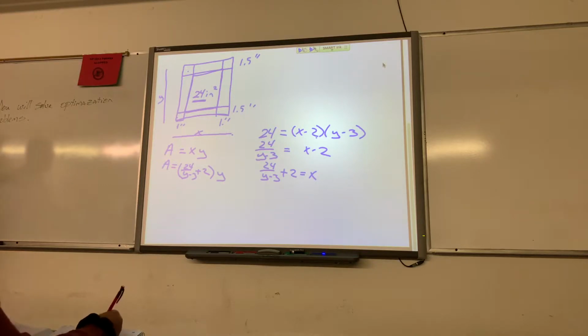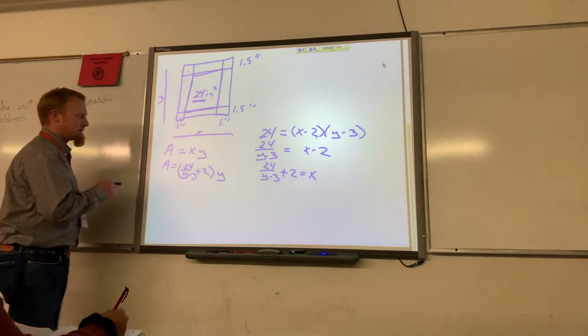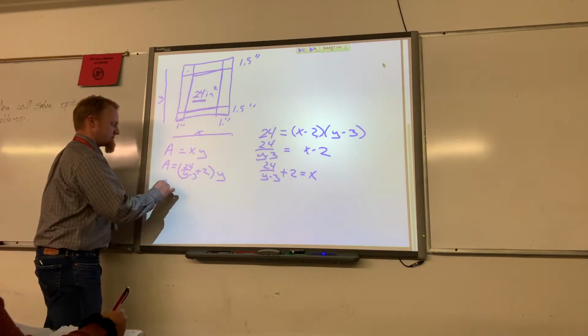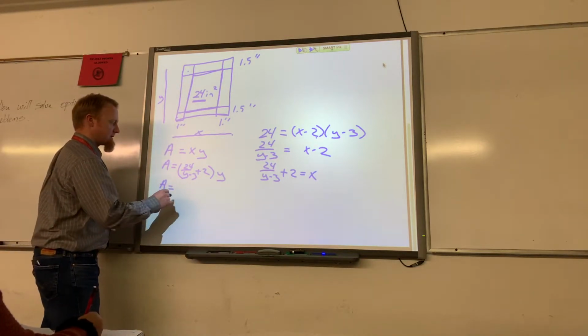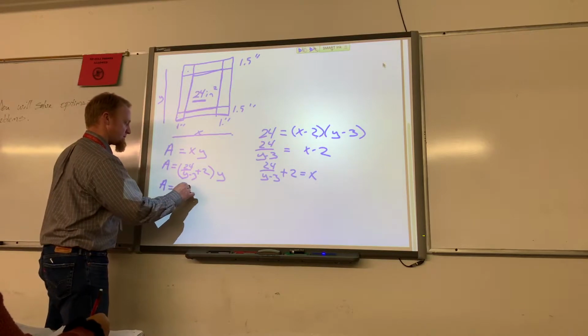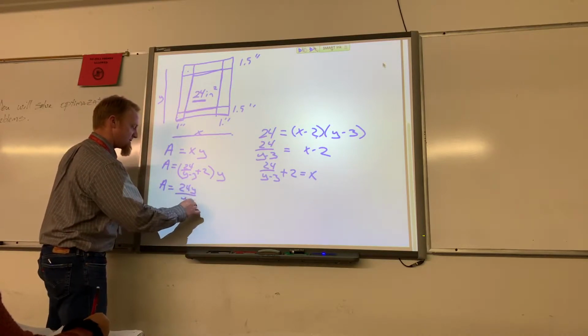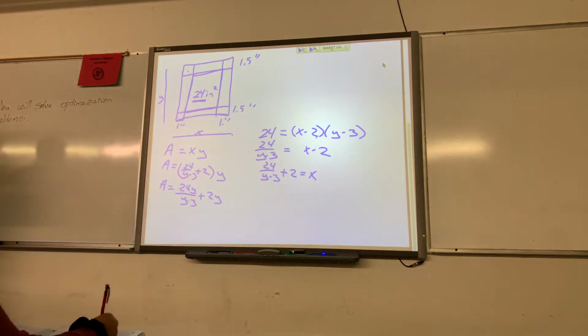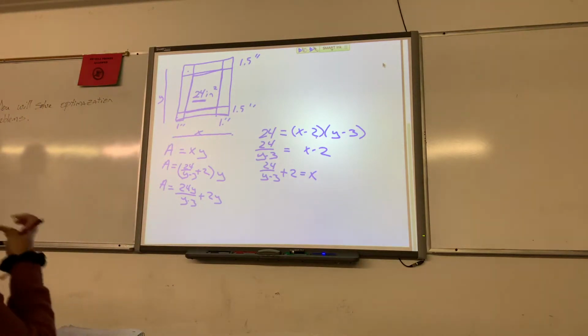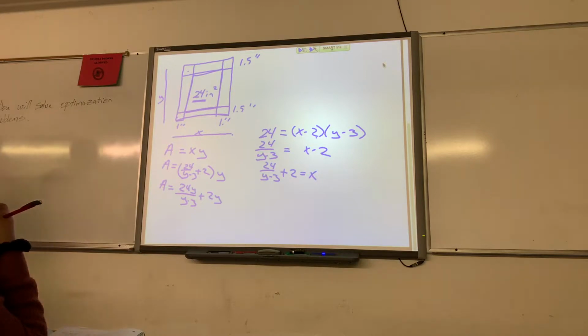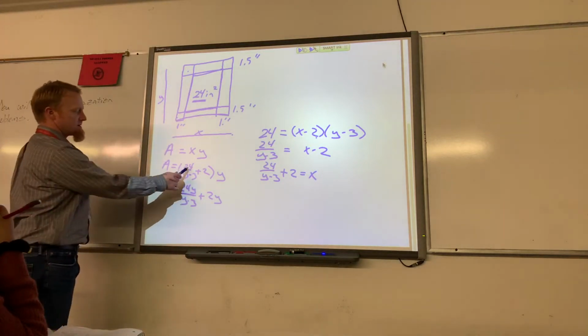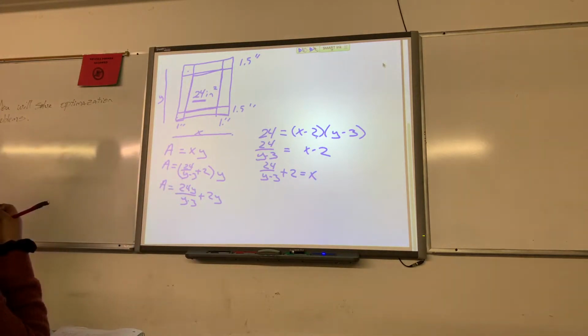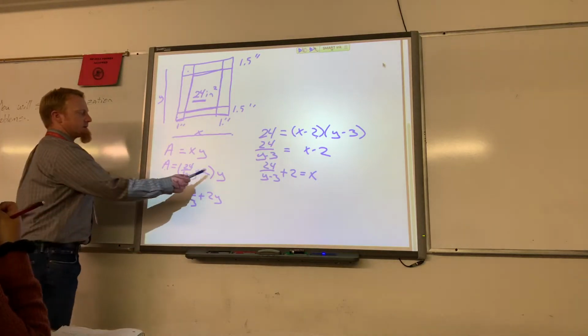Now what? So you change A to 0? We haven't taken the derivative yet. So let's distribute here. So I've got 24Y over Y minus 3 plus 2Y. Why does that become y squared? That's 24. So you just applied the y to the top. Oh, is it all one term? Yes.